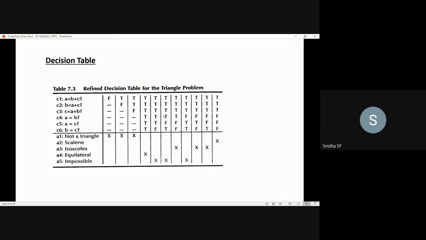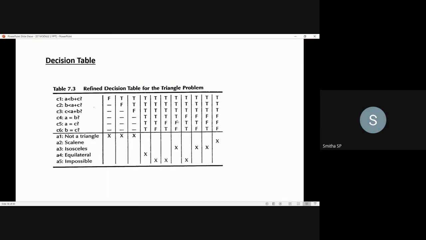Similarly, with the next rule, the same thing: A is equal to B is satisfied, B is equal to C is satisfied, but A is equal to C is not satisfied. We can't have such scenarios, so this is also impossible. Next, moving on to the next rule, conditions C1, C2, C3 are satisfied, so it is forming a triangle. C4: A is equal to B, true. A is equal to C is false, B is equal to C is false. So two sides are equal here. If two sides are equal, we know what kind of triangle it is.